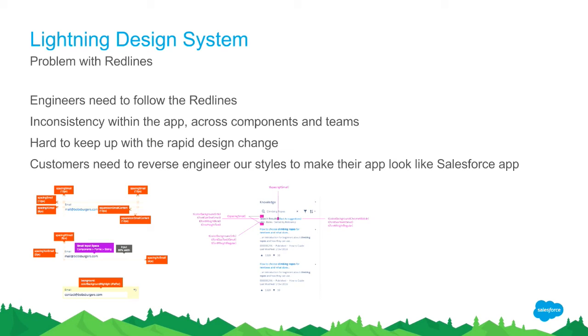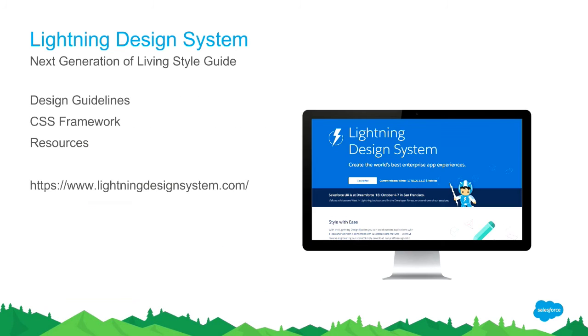So with all these issues, our design team came up with this game-changing Lightning Design System. It's mainly a living style guide. It has the design guidelines with the best practice design principles for our core visual components and interactions. It's also a CSS framework. You can not only use it for Lightning, but you can also use it for Visualforce or even outside Salesforce with other technology stacks. Also, it has a bunch of resources. It has icons, fonts, tokens, etc.